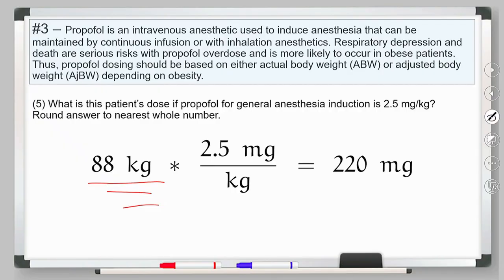So again, not all drugs, but there are definitely some drugs where the dose is not based off of the patient's actual body weight. It could be ideal body weight in a lot of situations. We've now seen one done on adjusted body weight, and you've practiced on the chemo drugs that are on body surface area. So there are multiple types of weights that dosing can be based off of. So in this case, the final amount to give this patient is 220 milligrams.